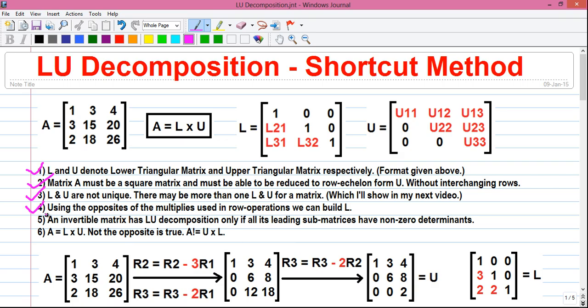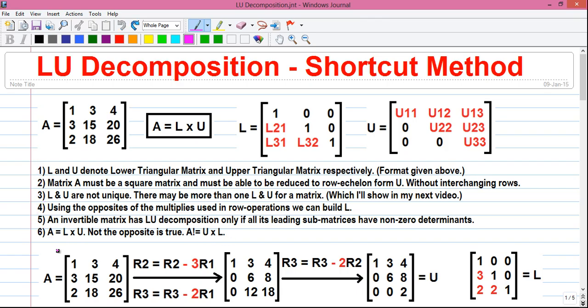Note number 4. Using the opposites of the multipliers used in row operations, we can build L, which I will demonstrate in this video. Note 5. An invertible matrix has LU decomposition only if all its leading submatrices have non-zero determinants. Note 6. A is equal to L into U, but the opposite is not true. That is, A is not equal to U into L.